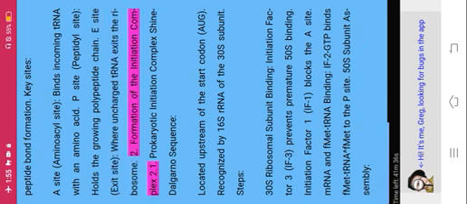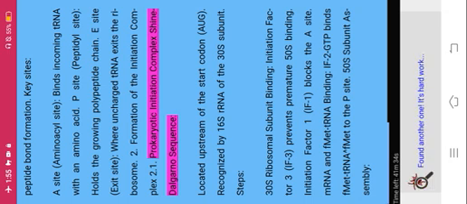2. Formation of the initiation complex. 2.1. Prokaryotic initiation complex. Shine-Dalgarno sequence. Located upstream of the start codon AUG. Recognized by 16S rRNA of the 30S subunit.